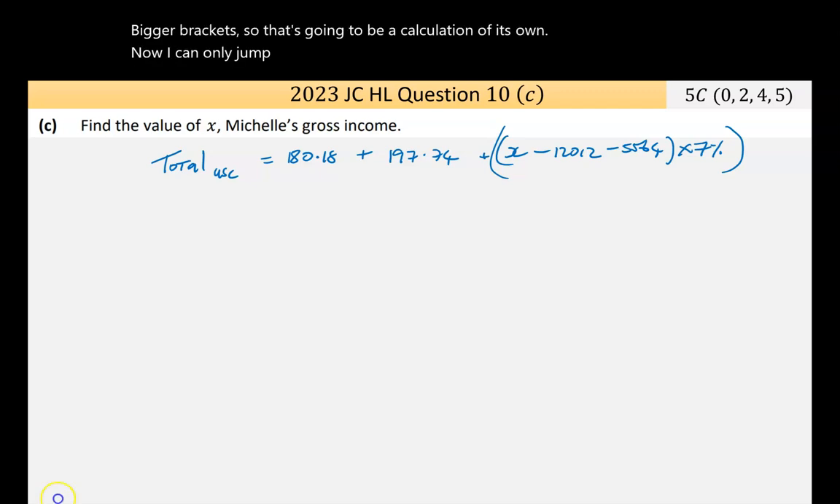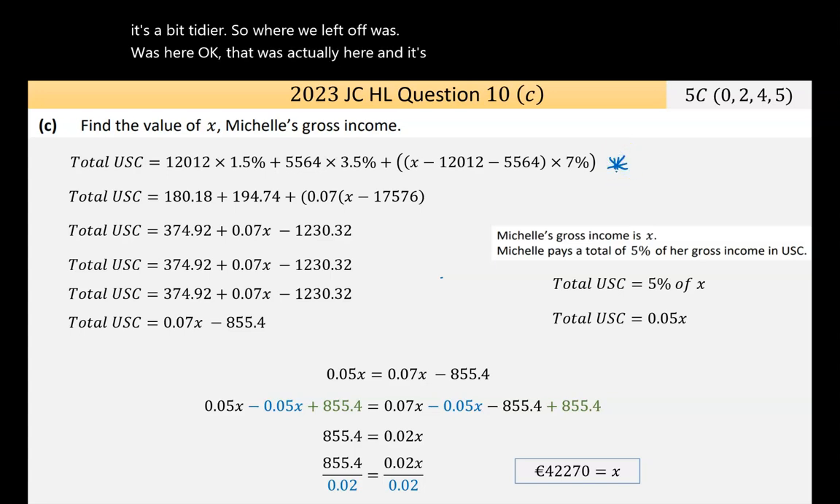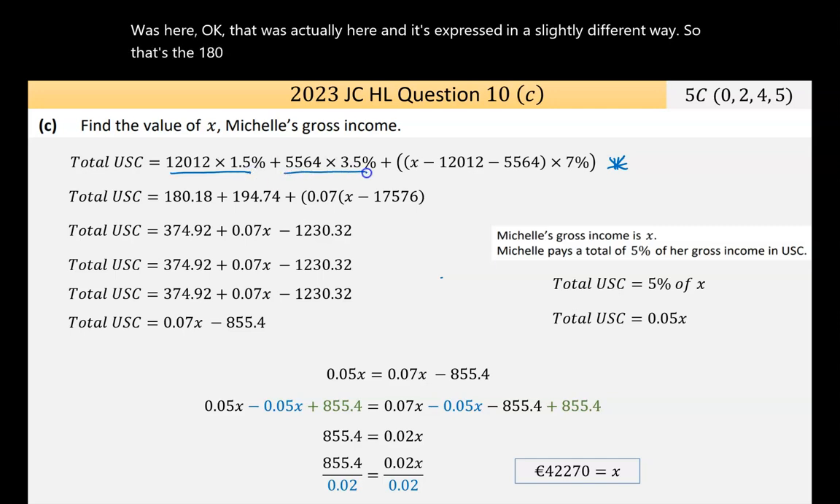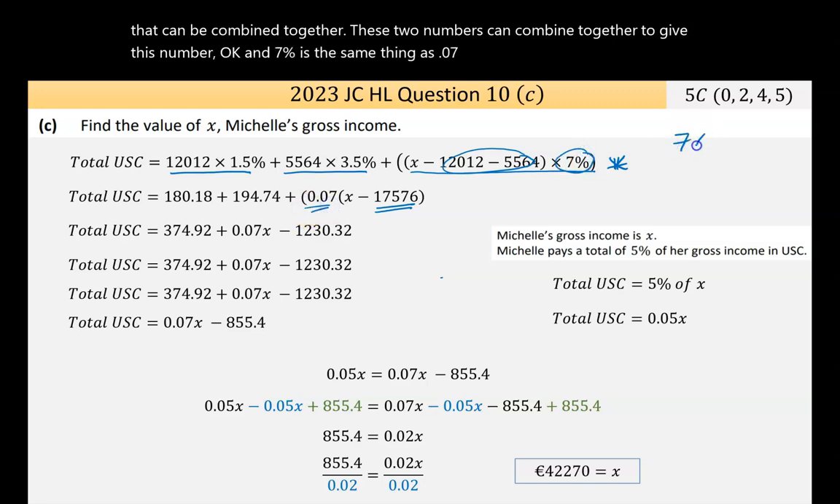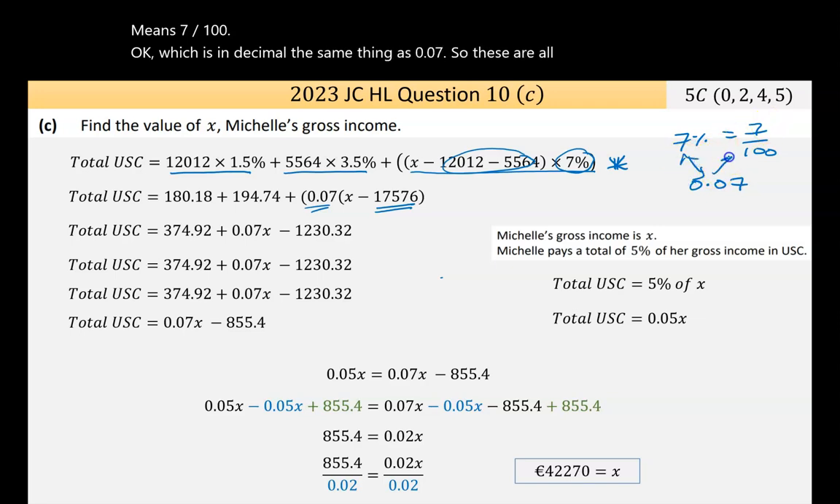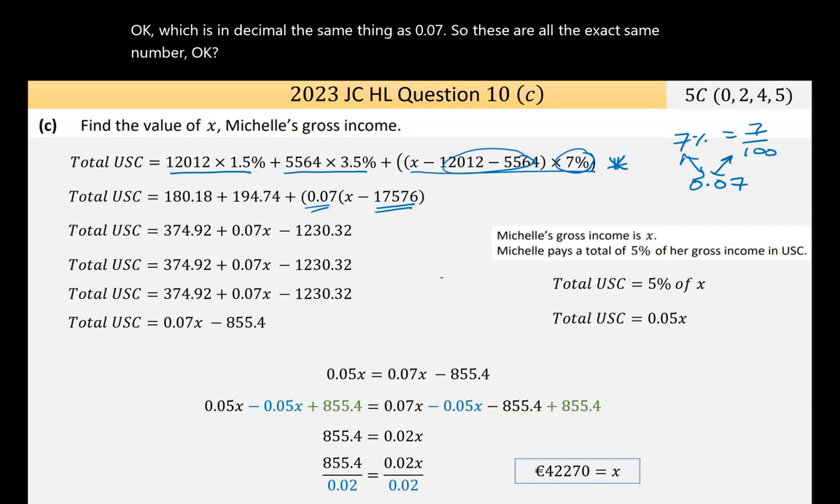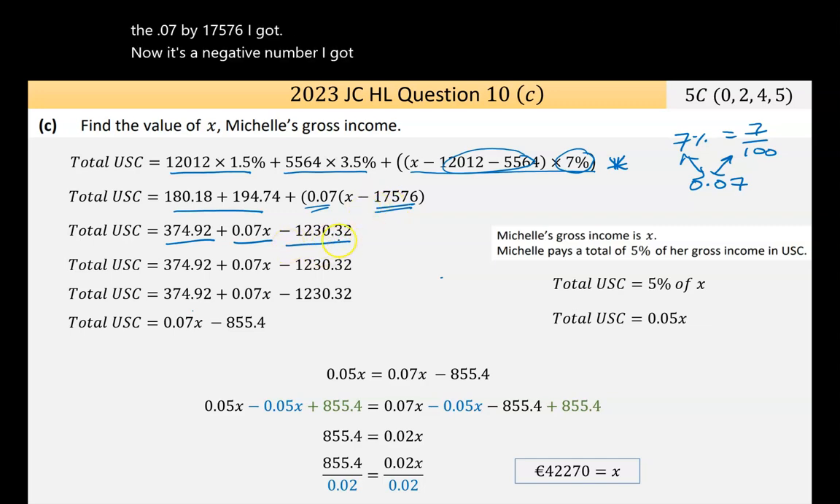Now I'm going to jump across to the answer that I have done out in the notes because it's a bit tidier. So where we left off was here. Okay, that was actually up here, and it's expressed in a slightly different way. So that's the 180.18, that's the 197, and that was our bigger calculation. Now that can be combined together. These two numbers can combine together to give this number. Okay, and 7% is the same thing as 0.07. Remember, 7% means 7 over 100, which is in decimal the same thing as 0.07. So these are all the exact same number. Then we're going to combine these two numbers together. And I could have done that from before, but whatever. And then multiply the 0.07 by x, I get 0.07x. The 0.07 by 17576, I got, now it's a negative number, I got minus 1,230 and 32 cents.